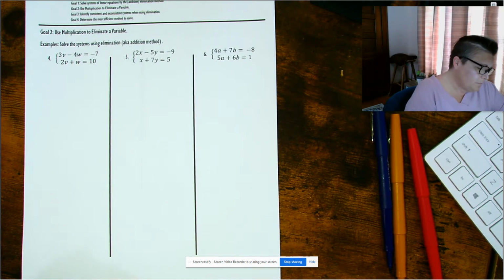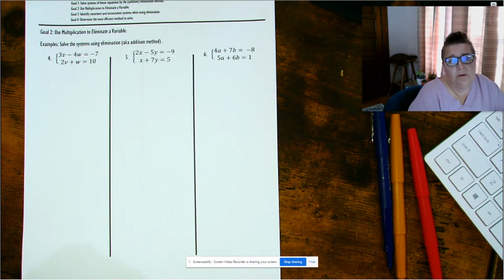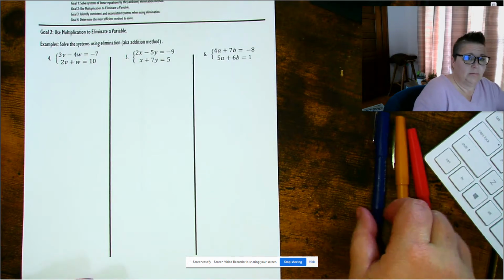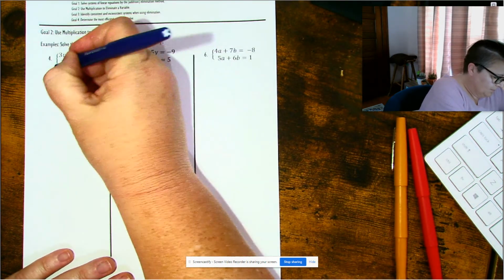Okay, so here is one where we are going to add a step where we may need to multiply one or both of the equations in order to help them be a perfect setup. Here I have 3v minus 4w is equal to a negative 7, and 2v plus w is equal to a 10.